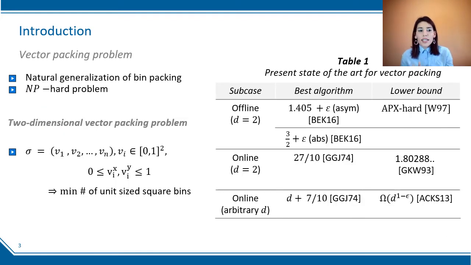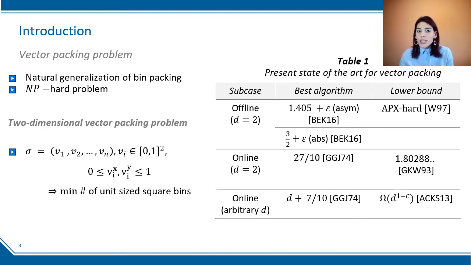So let's start with our problem. Vector packing problem is a natural generalization of the bin packing problem to the multiple resource setting, where instead of the single scalar value that you're supposed to pack, you have vectors that you need to pack, and as you add them to a bin, they are not allowed to go over 1 in any of the dimensions.